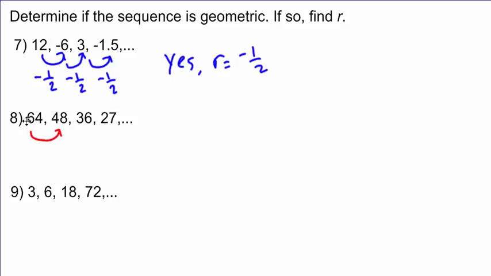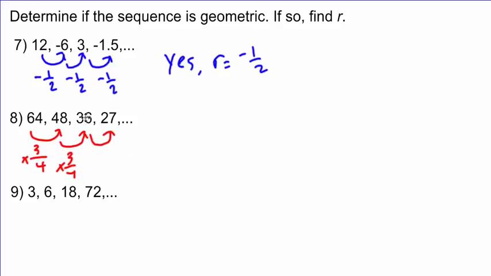Here's the way I think about this. I know the difference between these numbers is 16. And 16 is 1/4 of 64. So I'm multiplying by 3/4. Now let's see if that holds true. 1/4 of 48 is 12, times 3 is 36. So again, we're multiplying by 3/4.